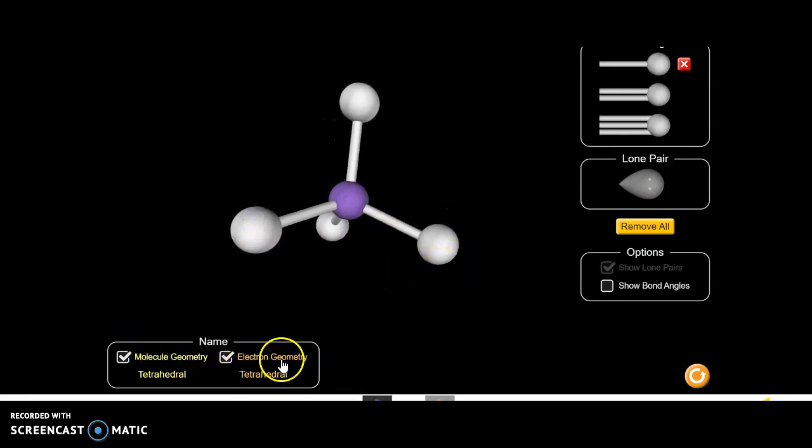Okay, right now the electron geometry and the molecular geometry match. That'll always be true when there are no lone pairs: the molecular geometry and the electron geometry will match.